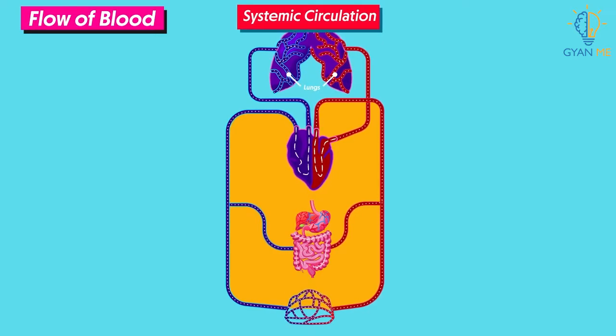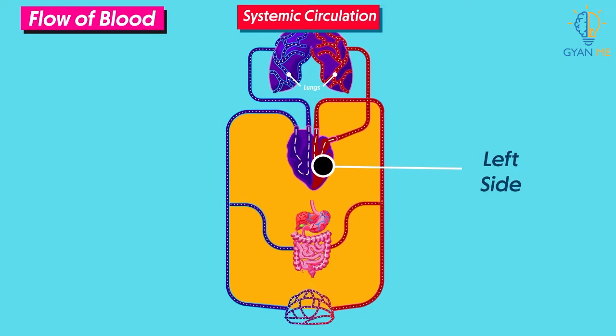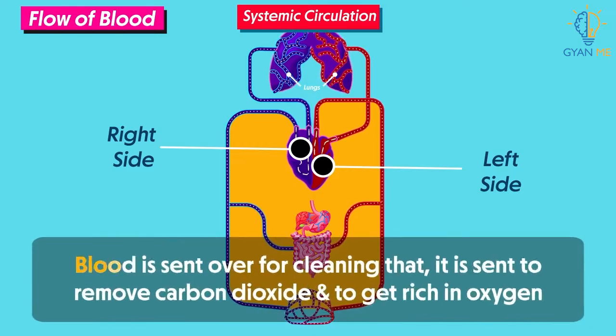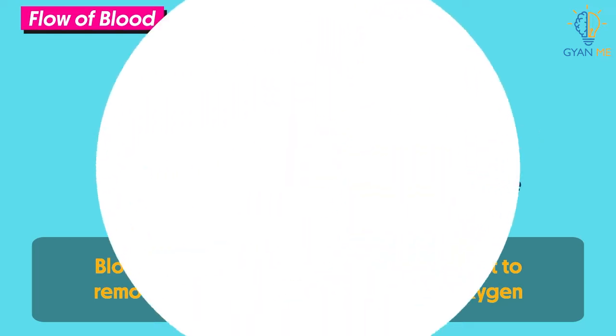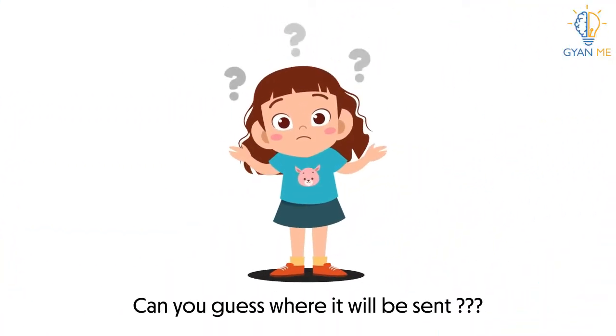We had started following the journey of blood from the left side of the heart. And you must have observed that our blood has reached the right side of the heart now. But the journey is not yet over. From here, blood is sent for cleaning. That is, it is sent to remove carbon dioxide and to get rich in oxygen. Can you guess where it will be sent? Take a second, pause the video and think.